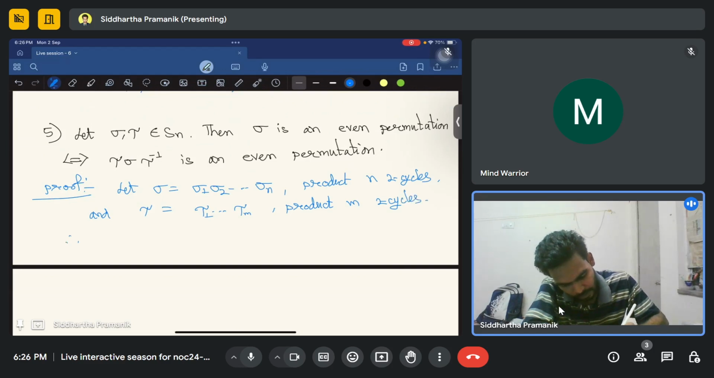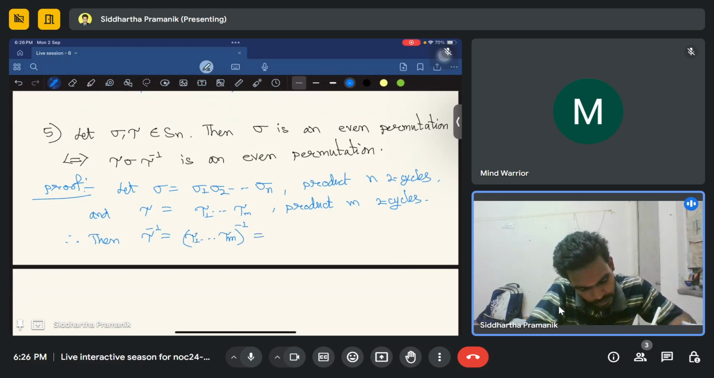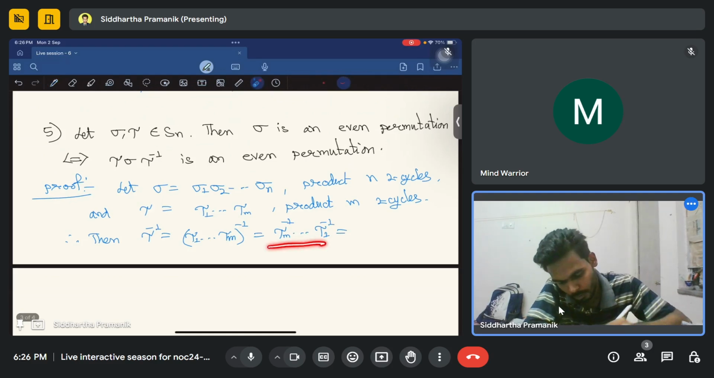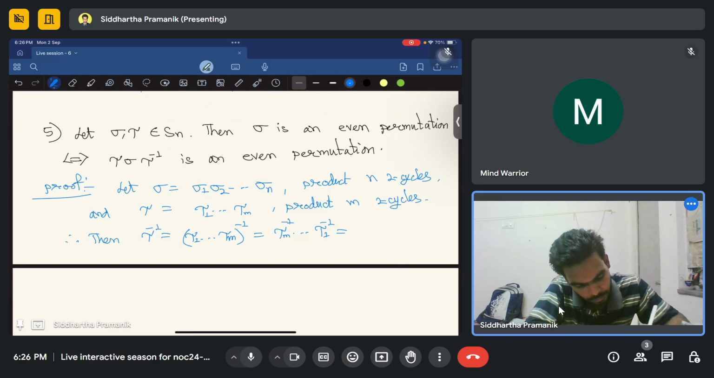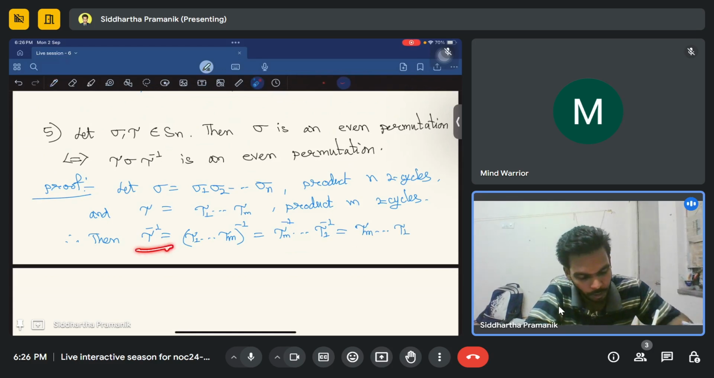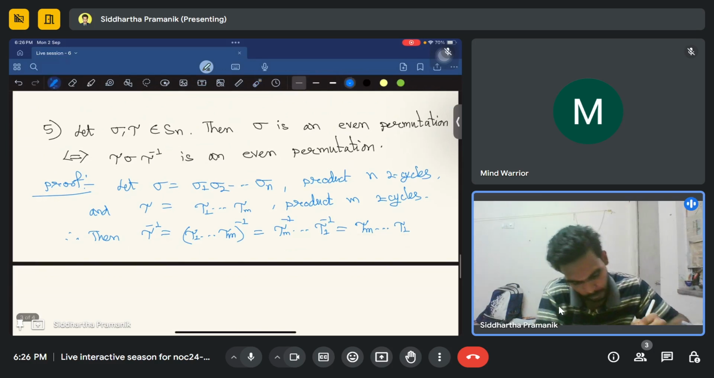So what is tau inverse then? Tau inverse is the inverse of this product, and this is basically tau m inverse up to tau 1 inverse. But these are 2-cycles, so the inverse of a 2-cycle is itself. So it is tau m to tau 1. So tau inverse is also a product of m 2-cycles. We have seen it earlier also.